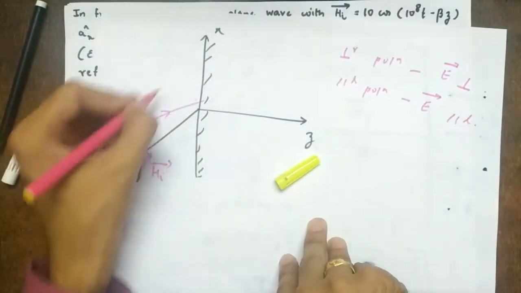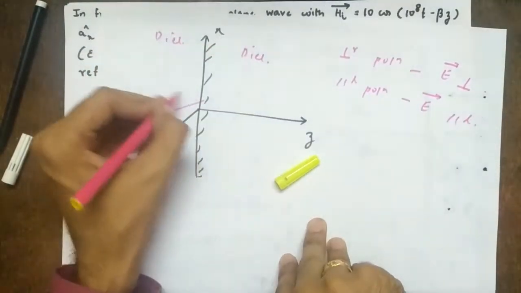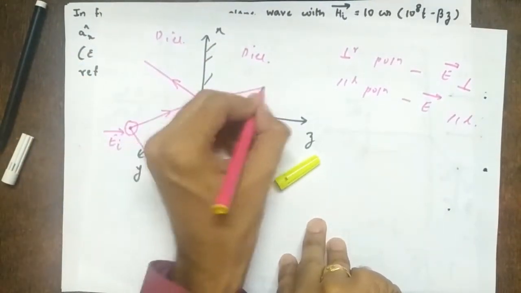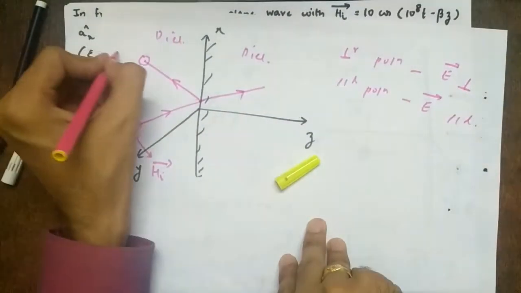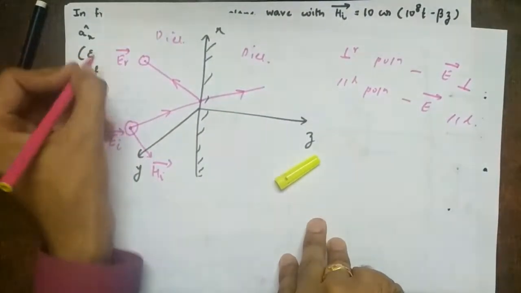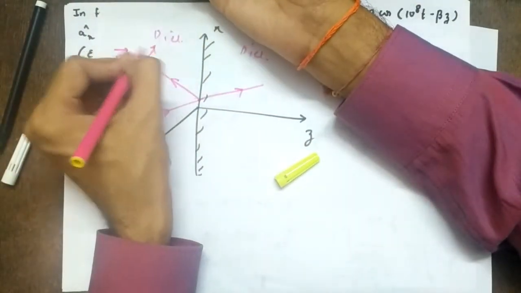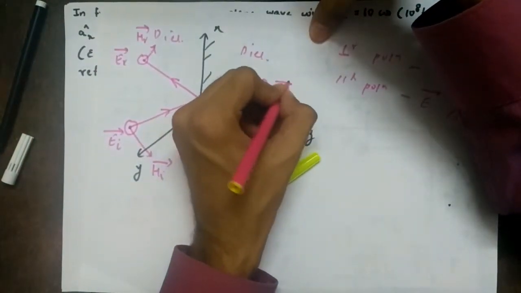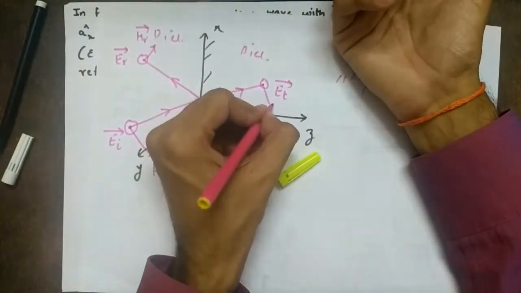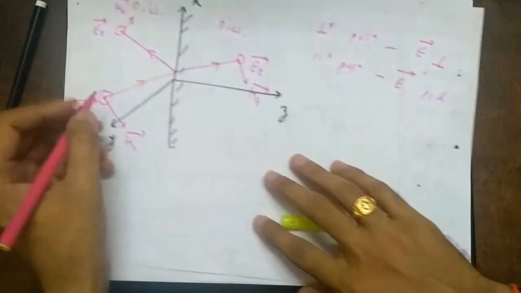Then we said if both are dielectric, some part of the wave will be reflected and some part will be transmitted. Since it is perpendicular polarization, the ER vector will be like this, R indicating reflected. From E to H, this should be the HR vector. Similarly, the ET vector should be like this, then the HT vector will come like this, again using the right hand rule. So this was perpendicular polarization.